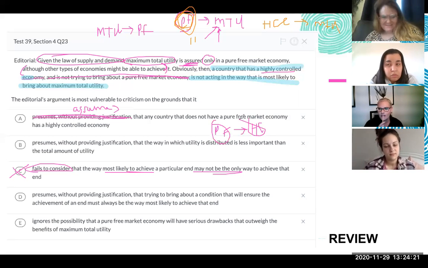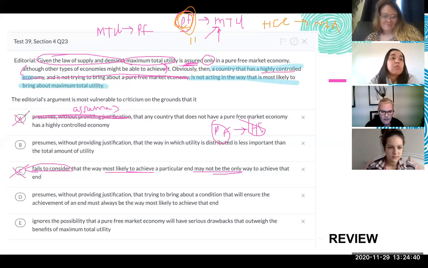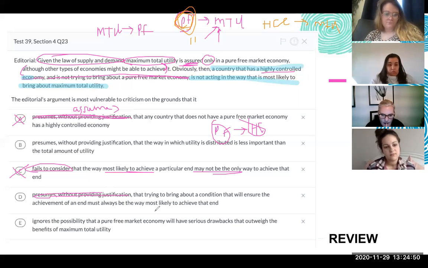Because if you don't have a free market economy, then you don't have maximum total utility. That would have been a correct reverse negating of that one. So then I was looking through, because I was like, okay, that didn't do it right. And then I saw D: assumes that trying to bring about a condition that will ensure the achievement of an end must always be the way most likely to achieve that end. It's not like I loved it, but it just felt right.